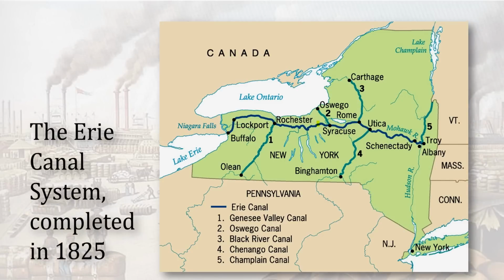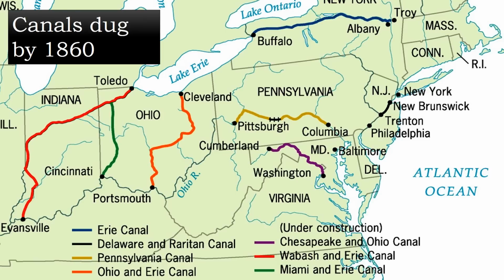Here is the Erie Canal system as it was completed in 1825. As you can see by my highlighting there, it starts all the way over in Albany, and it's going to connect with the Erie Canal in Buffalo. The entire state of New York is going to be crisscrossed by this canal, which is going to increase commercial activity, increase population, and it's going to make New York City the largest port city, the busiest port city in America, surpassing New Orleans.